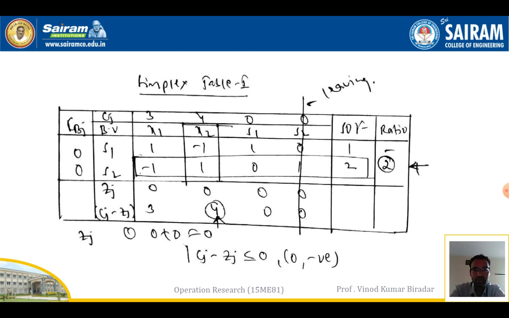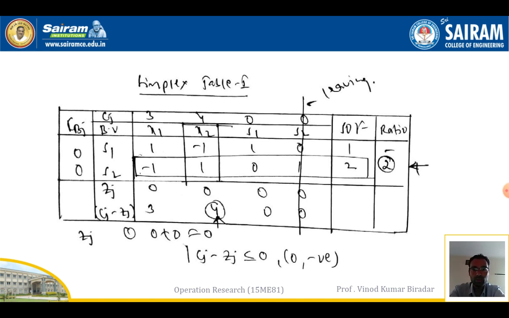Once you calculate the ratio here, on this side you calculate the highest value. The highest value here is 2, so you select the 2. On the right hand side I select the respective whole column, okay, whole row. I put it here in the selected box.